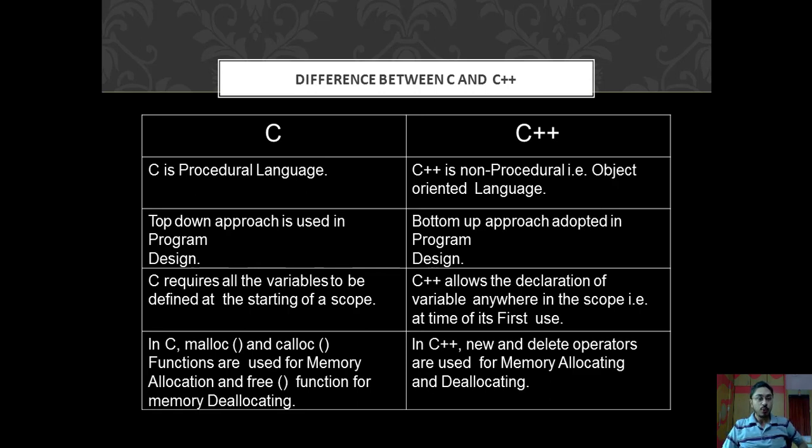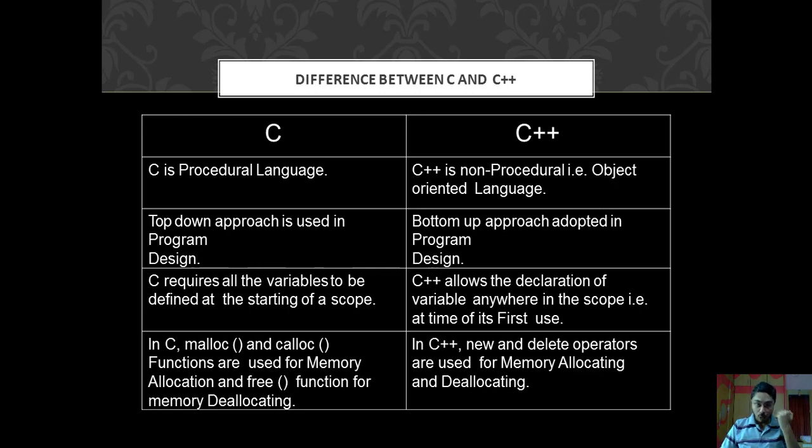Then in C, we use the malloc and calloc functions for online, or on-demand, memory allocation. In C++, instead of that, we have the new and delete operators. Instead of functions, here we use the new and delete operators whenever we want to allocate or deallocate memory at runtime. So malloc and calloc were used in C for runtime memory allocation and deallocation, whereas in C++ we use the new and delete operators. These are some of the differences between C and C++.